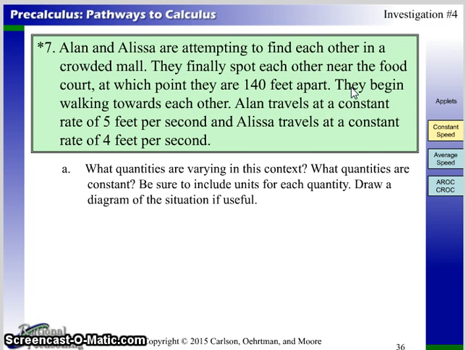Alan and Alissa begin walking towards each other. Alan travels at a constant rate of 5 feet per second, and Alissa travels at a constant rate of 4 feet per second.